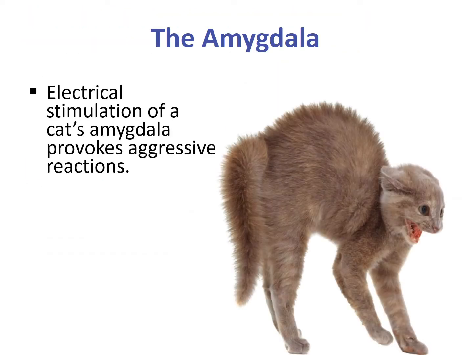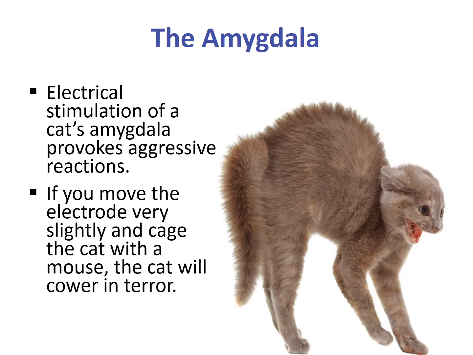So once again, looking at the amygdala, if you take a cat and you stimulate one part of the amygdala, the cat becomes very aggressive and ready to attack. If you move that electrode a very tiny bit on the amygdala, that cat cowers in fear of a mouse, becomes afraid of a mouse. It's amazing that you can move the electrode a very short distance on the same brain structure and elicit the complete opposite responses. Aggression versus terror.